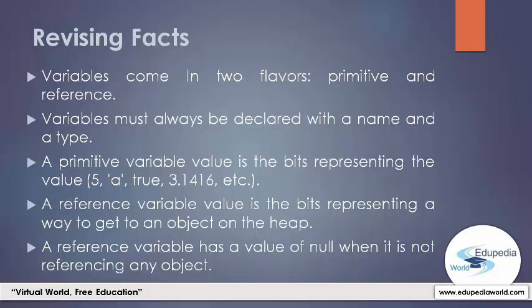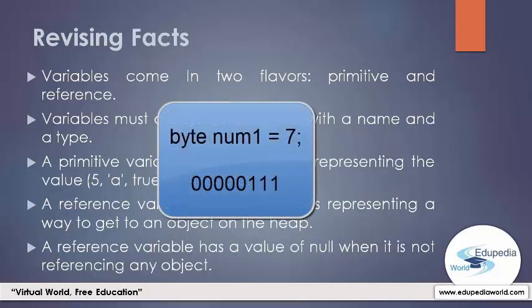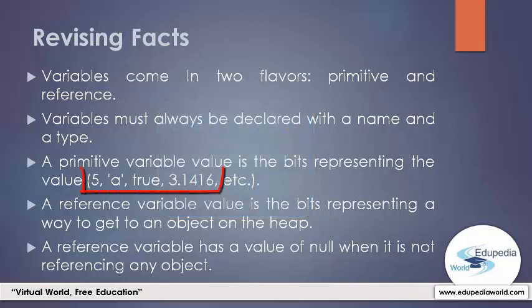If we take the primitive variables, the value of the primitive variable is the bits representing the value. For example, if we take the primitive variable byte that has the value 7, it actually has the bits 0, 0, 0, 0, 0, 1, 1, 1. So each of the values presented here is stored as a bit pattern.